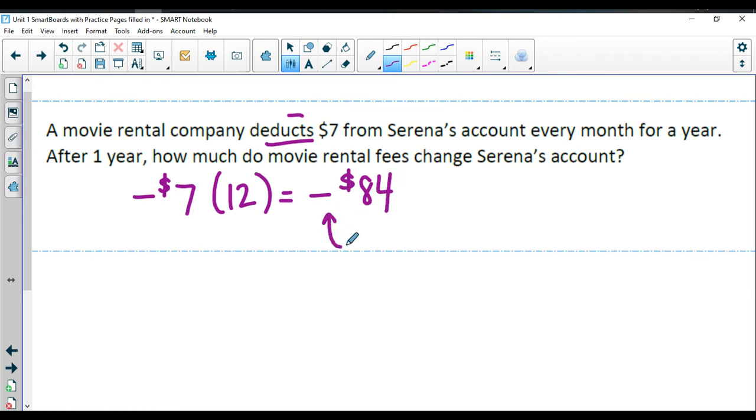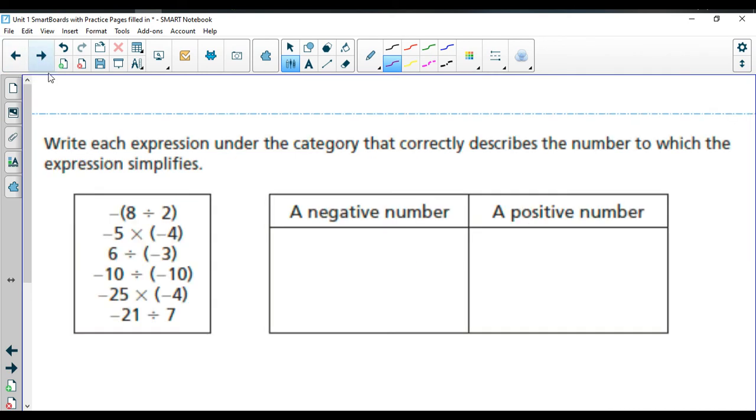So what does this negative symbol actually mean when we talk about our answer here? Having the negative there, it says how much are they changing her account? Well, the negative is telling us that that money is getting taken out. So it's no longer Serena's money anymore. So it gets paid to the company.